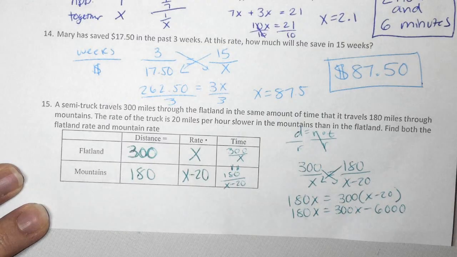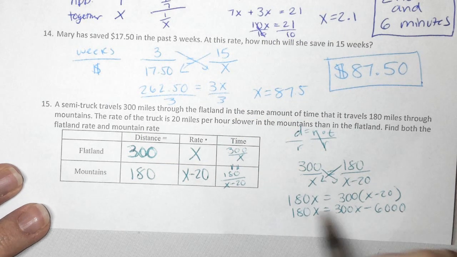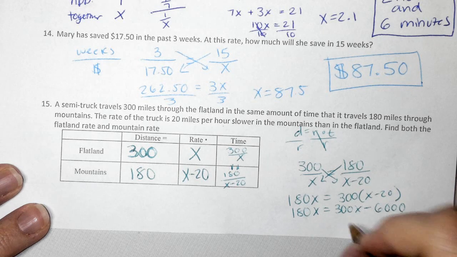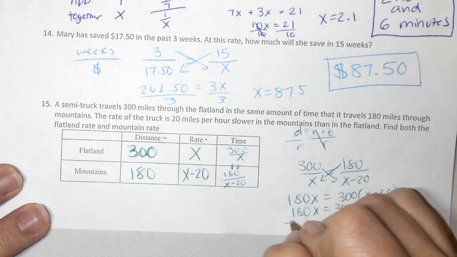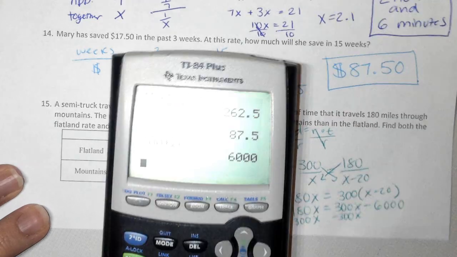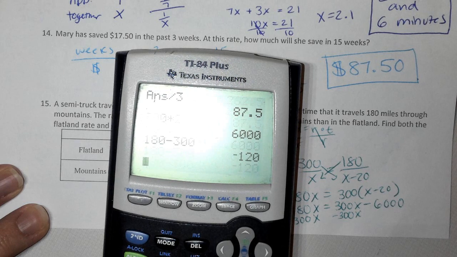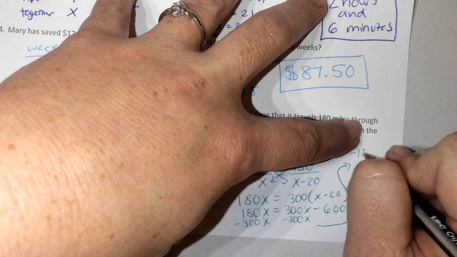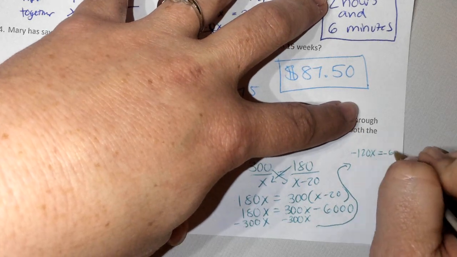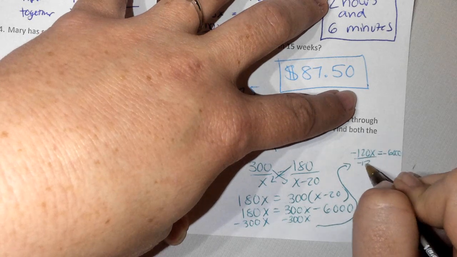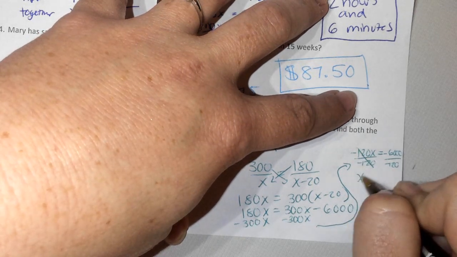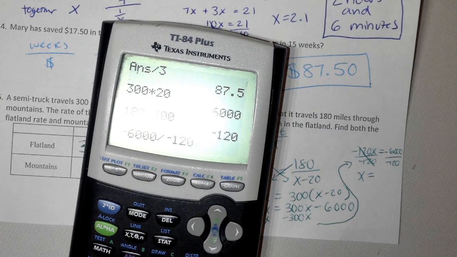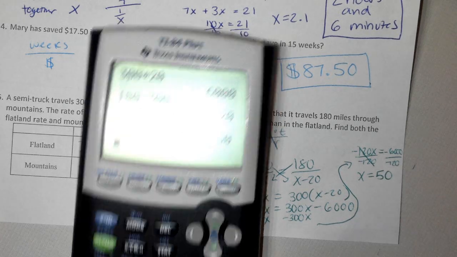Okay, now here's another place I've seen a lot of people make mistakes. I have x's on both sides. I usually tell you to move the smallest, but if I move the smallest, I can't solve for x because they're all on the same side. So you are going to move the biggest. So 180 minus 300 is negative 120. So I have negative 120x equals negative 6,000. And I'm going to divide both sides by negative 120. Well, 2 negatives makes a positive, so negative 6,000 over negative 120 is 50. So I know x equals 50, but I'm not done.